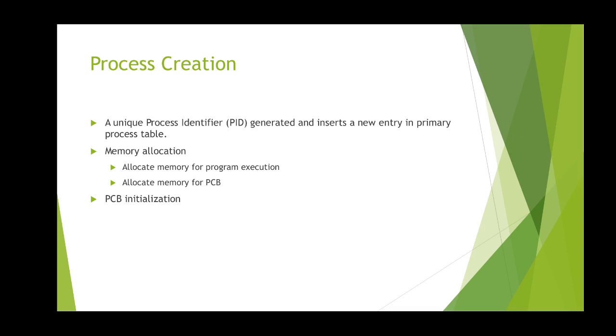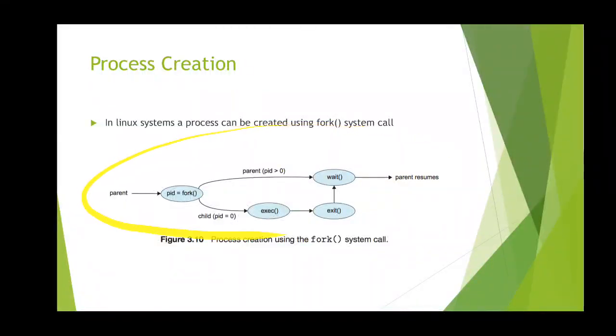After that, the required memory segments are allocated for the process. The first one is the process related memory segments. It includes allocating memory for the program execution and allocating memory for the process control block. After allocating the necessary memory locations, the various memory should be initialized. In the case of process creation, the PCB, or process control block, initialization is also required as part of the process creation steps. Here you can see the life cycle of a process.